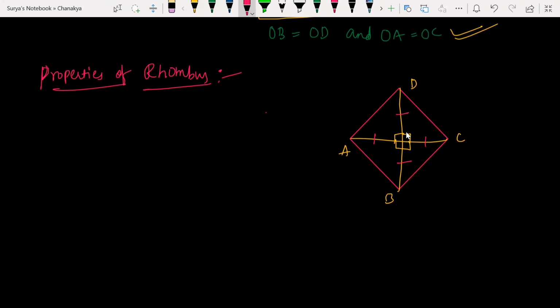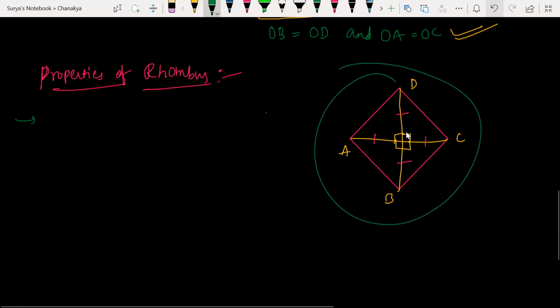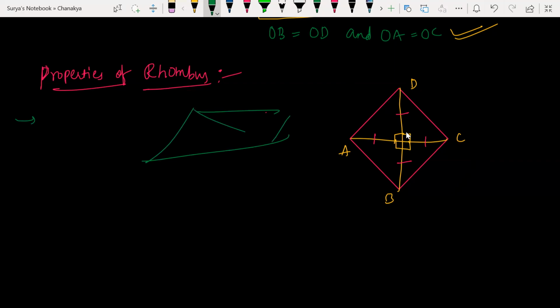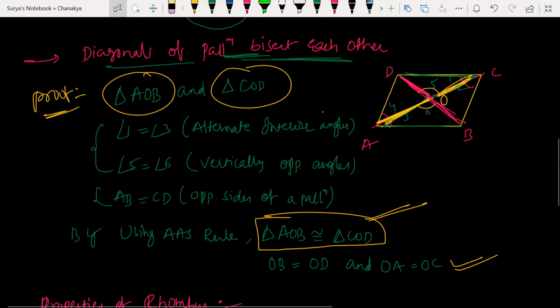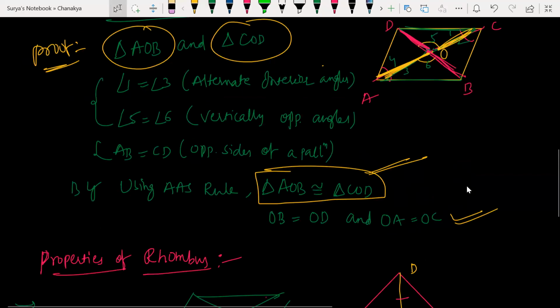Now look at this. So both the diagonals are equal to each other. Yes, of course. Now what is the first and foremost property? It is like a square only. In a parallelogram, what will happen? Just now we proved, right? Rhombus is a kind of parallelogram. You understand? Yes or no?